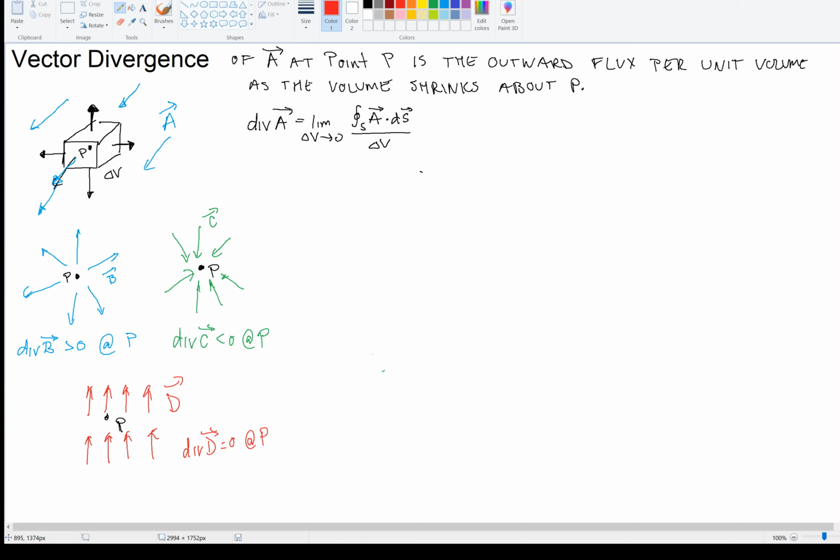So now let's actually worry about calculating this thing. We're going to start from the definition, and then I'm going to show you a little trick later. The definition is longer, but you get a sense of what this thing is actually telling you.